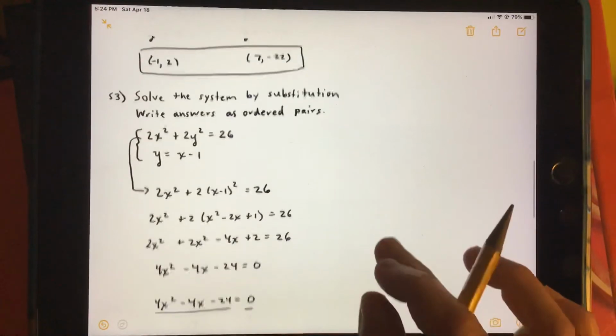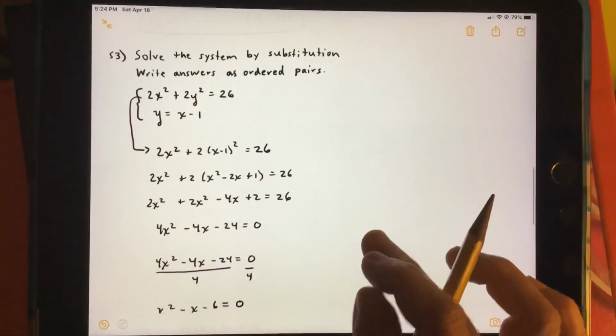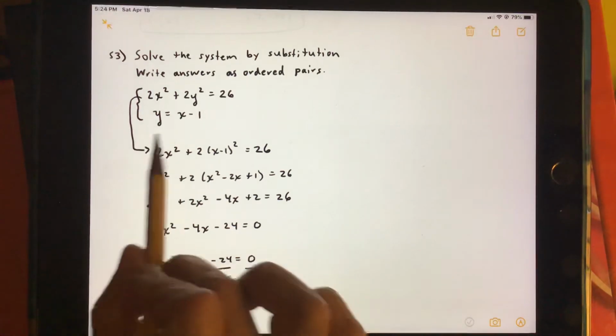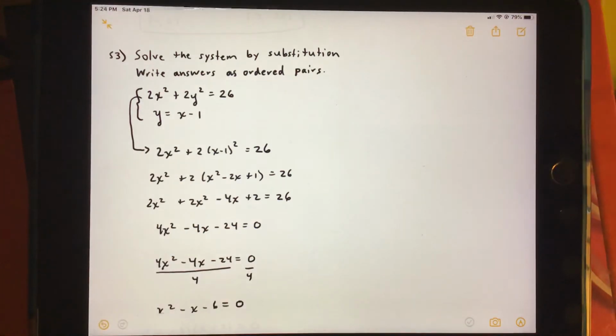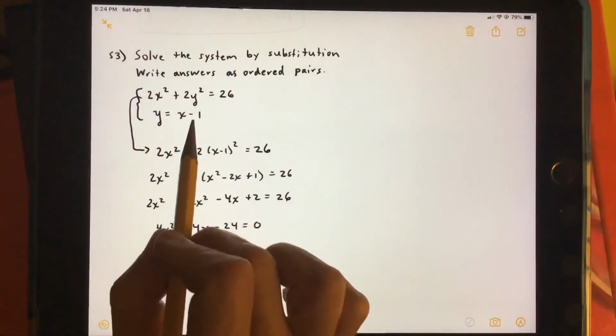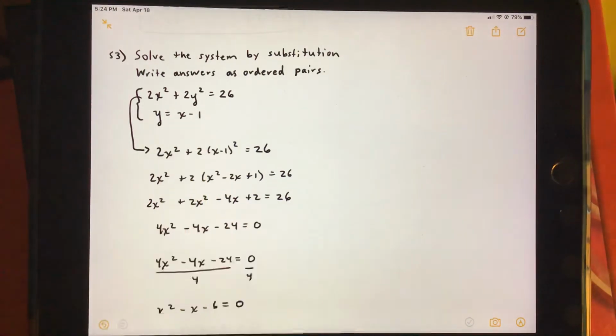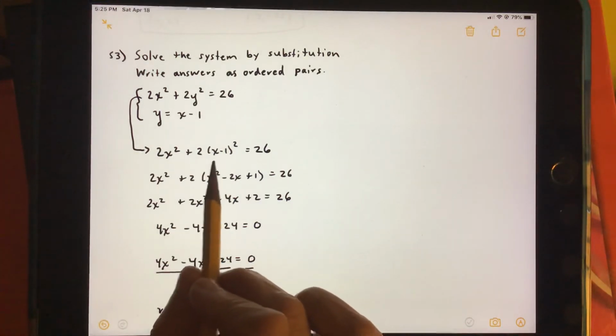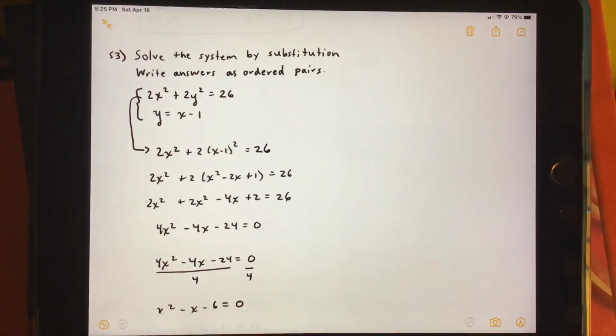Sample 3, we're also going to solve by substitution, and we're going to write our answers as ordered pairs. This, again, is a good choice to solve by substitution since this second equation is solved for a variable. It's solved for y. So I'm going to take my first equation, and instead of where I see y, I'm going to put x minus 1. So I have 2x squared plus 2 times x minus 1 quantity squared equals 26.